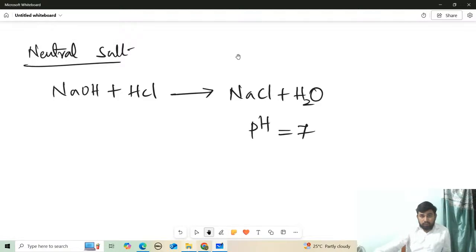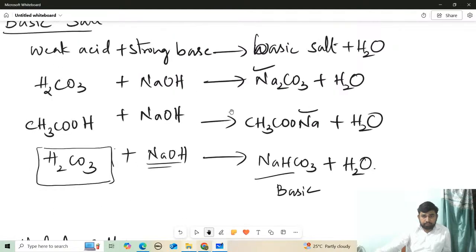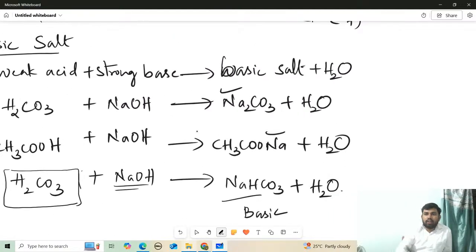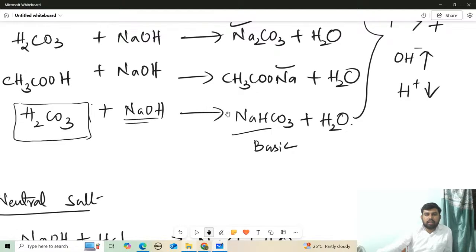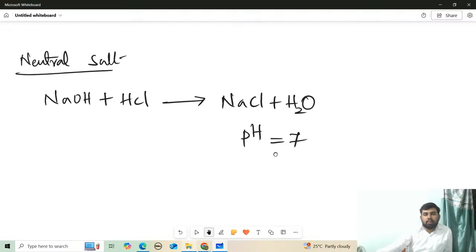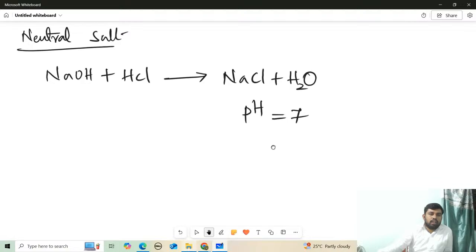We forgot to discuss this about pH. See here, what kind of salts are these? All are basic salts. Basic salt means pH will be more than 7. So OH ions will be more as compared to H plus ions. H plus ions will be less. Remember, H plus ion concentration and pH are inversely proportional. Now see, these are the neutral salts.